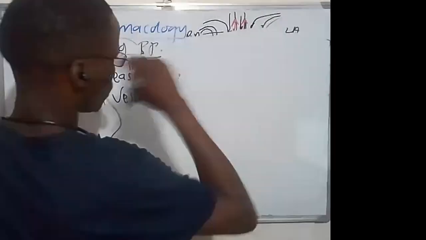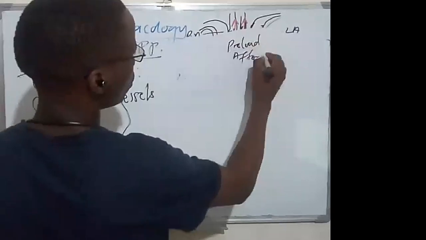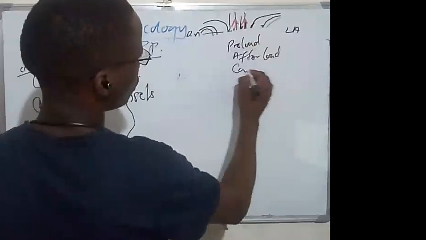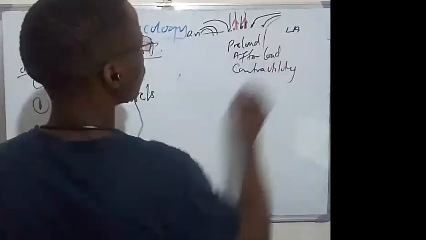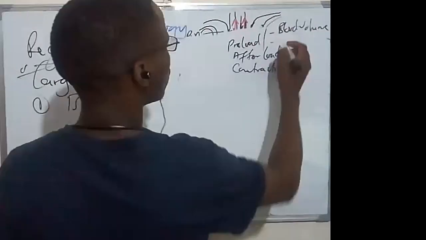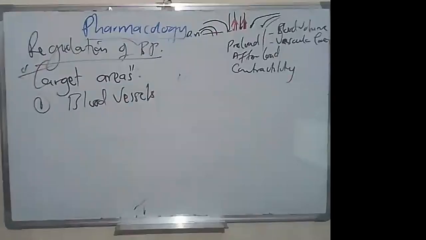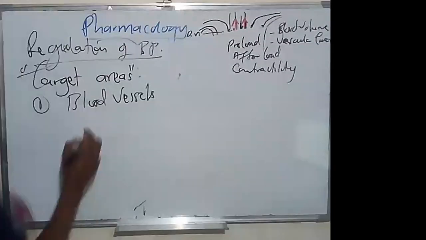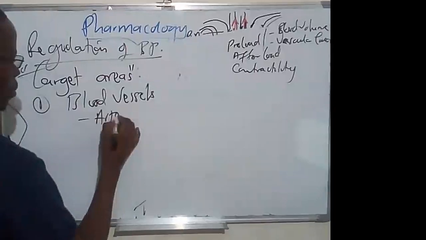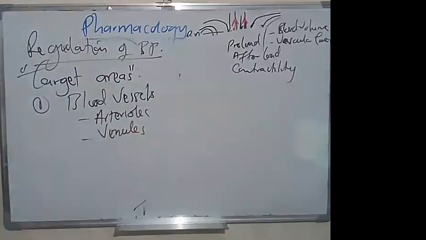Remember, we talked about preload, afterload, contractility. Now this preload, we're talking about blood volume mainly, blood volume and venous tone, or rather vascular tone. When we say blood vessels, we're talking about arteries, or rather arterioles and venules, or veins. Now, how is this our target area in regulation of blood pressure?